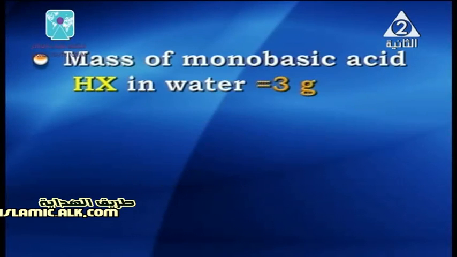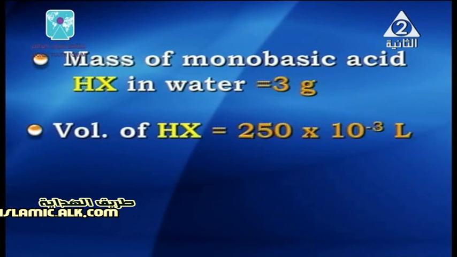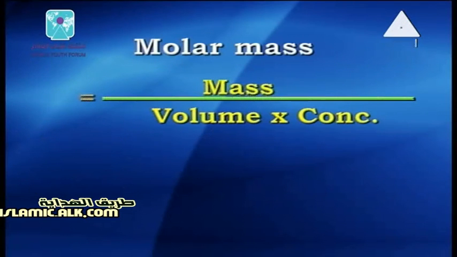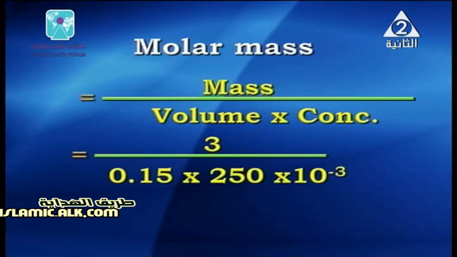As the mass of the monobasic acid in the problem is 3 gram and the volume is 250 times 10 to the power negative 3 liter, we can find the molar mass of the acid by using the relation: molar mass equals mass over volume times concentration. So 3 over 0.15 times 250 times 10 to the power negative 3 equals 80 gram.